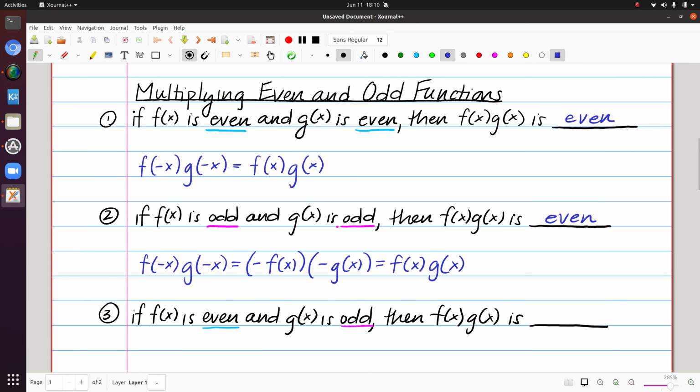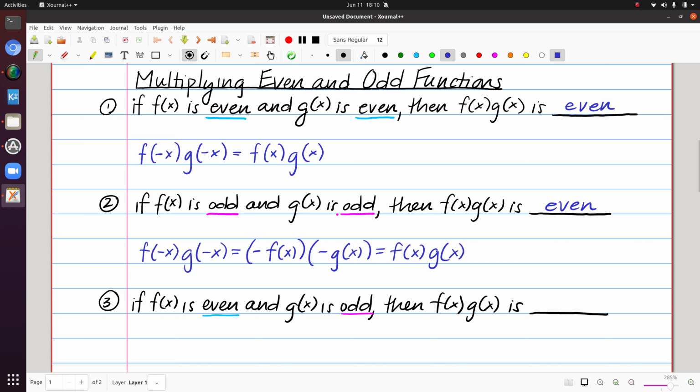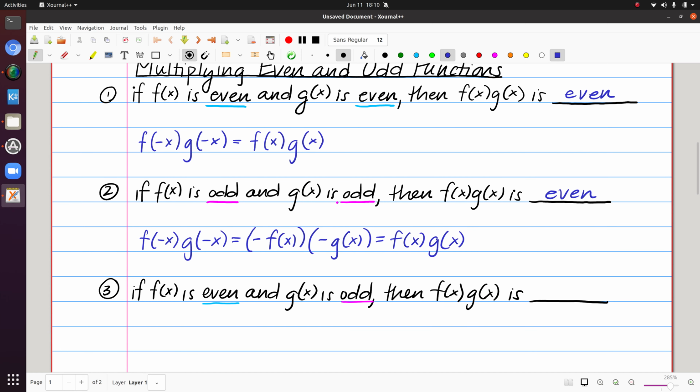And then finally, what if one of our functions, in this case f of x, is even, and the other, g of x, is odd? If we want to decide about the product of these two functions now, we can plug in minus x. Because f of x is even, we can replace f of minus x with f of x. Because g of x is odd, we can replace g of minus x with negative g of x. And so what we end up getting is the negative of what we get when we just plug in x. And this is what it means to be an odd function.